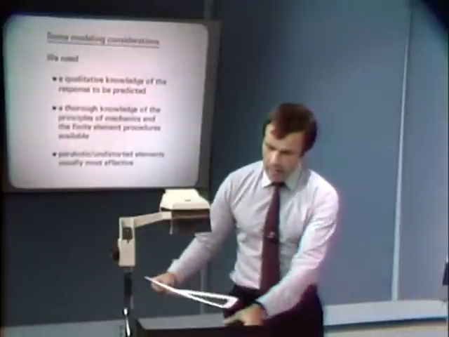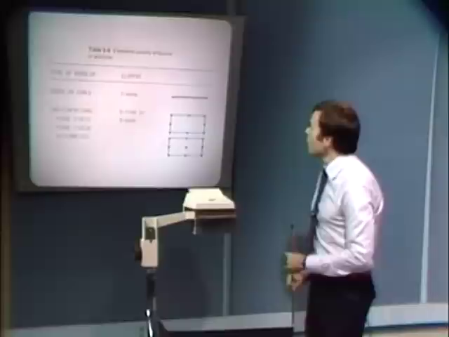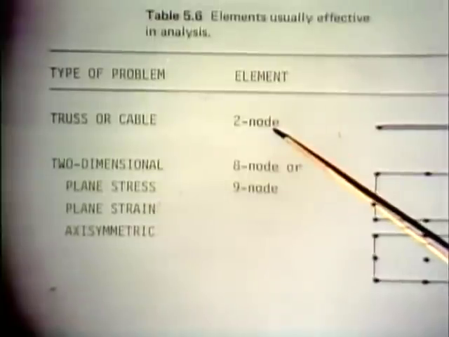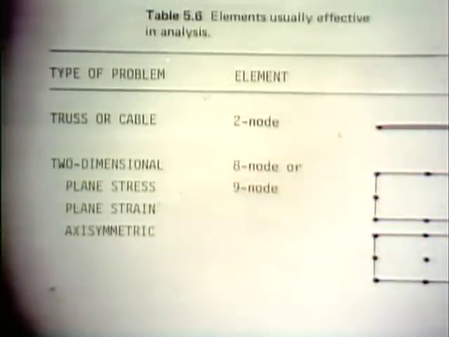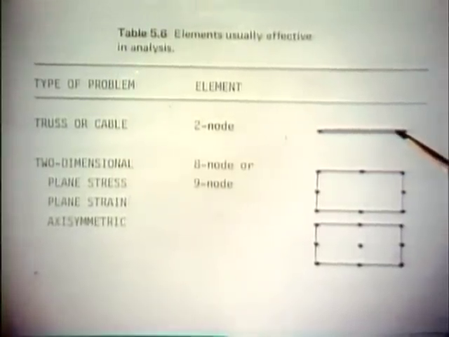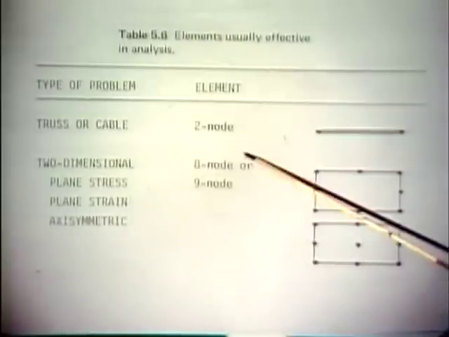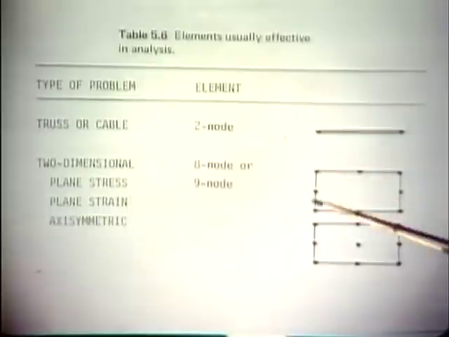Here I have put together in a table the kinds of elements that I would recommend for usage. These are typically also the elements that are used in general purpose code such as Arduino. Truss or cable element, the 2-node element is quite effective. In some cases we want to use a 3-node element or 4-node element, but the 2-node element is cheap and very effective in modeling. For 2-dimensional plane stress, plane strain, axisymmetric analysis, the 8-node or 9-node elements are most effective. And as I just mentioned, we should use them undistorted, in other words, rectangular.